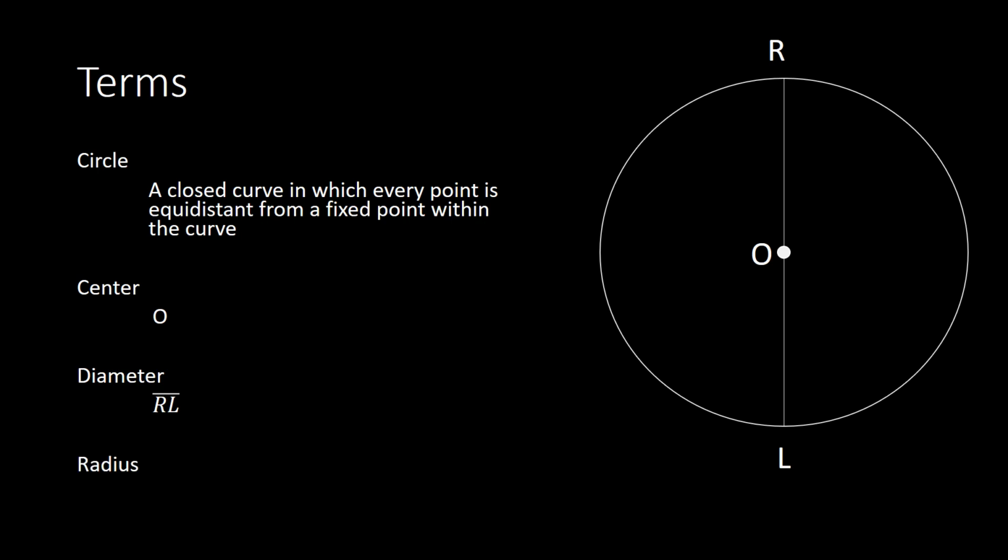A radius goes from the center to any point on the outside. So in this picture, we have two radii given. Radii is a plural for radius. One radius is from O to R, and the other one is from O to L. So the radii would be segment OL and OR.